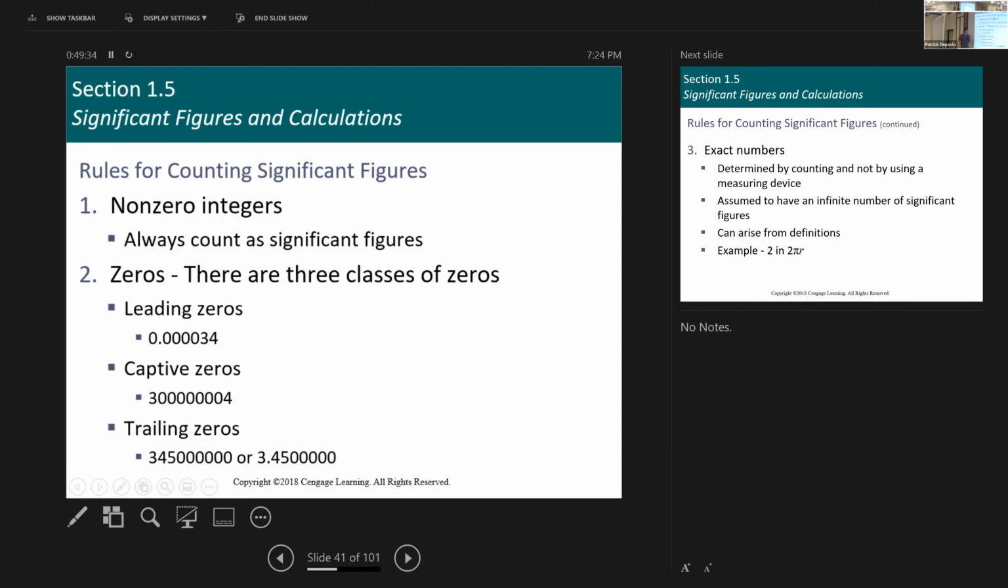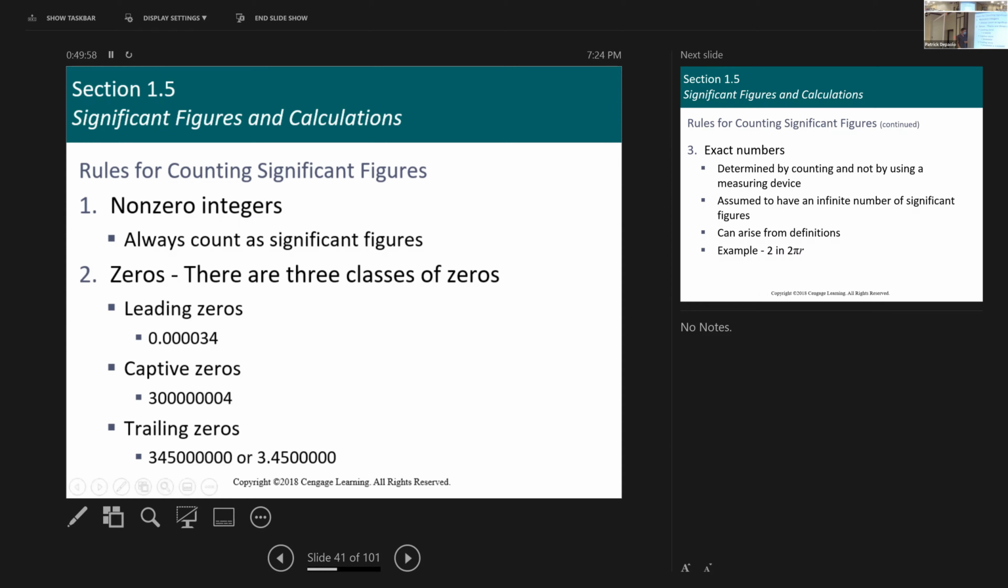Then you have captive zeros, otherwise known as sandwich zeros. Sandwich zeros are always significant, because how can you measure this 4 at the ones place without measuring all these zeros in the middle? That means your instrument has the level of precision to get to the 4, to get to the highest level of precision.